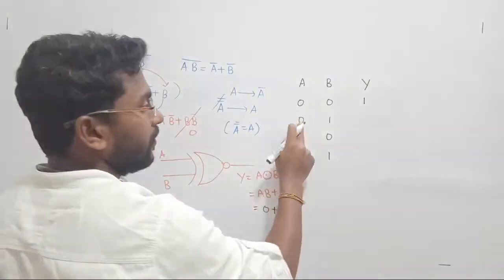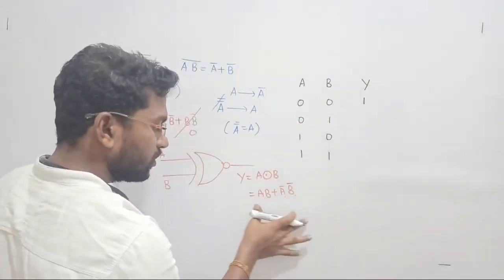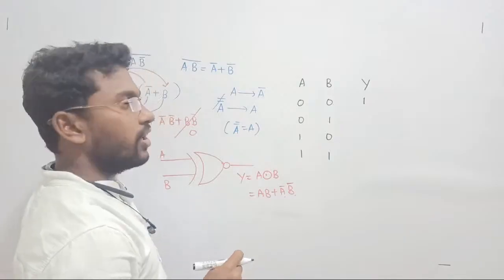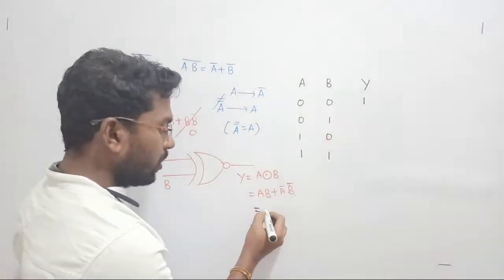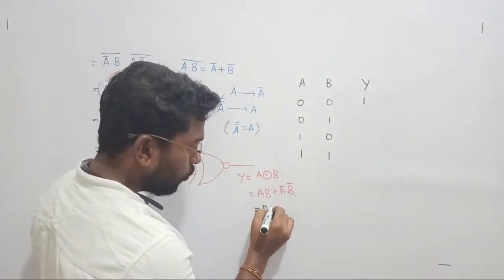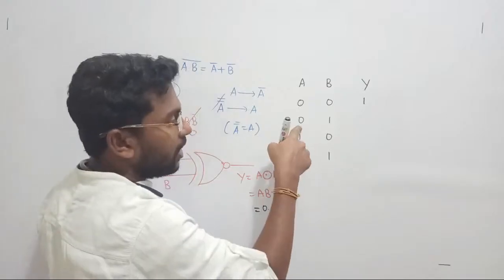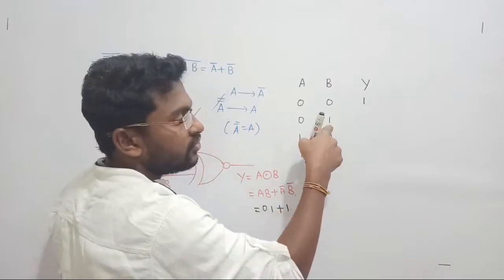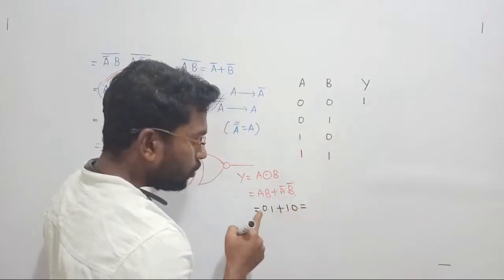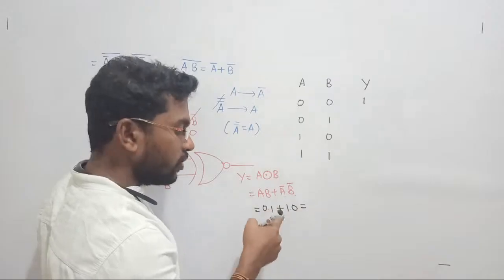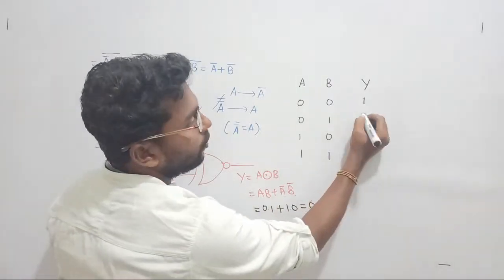Similarly, when we are looking for the second one, let me rub this one first, right? When we are looking for the 01 combination, let us see 0 into 1 will be 0, plus the second case, A bar dot B bar. A bar gives us 1. B is 1, so B bar gives us 0. So 0 into 1 plus 1 into 0. That is 0 plus 0 will become 0, such that output will become 0.